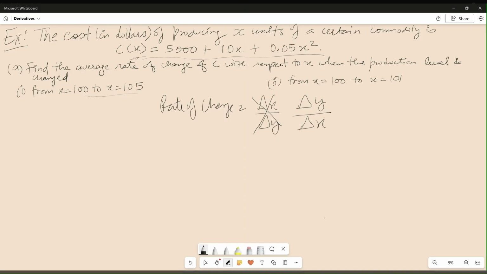Okay, let's start plugging in. We can already see here x1 is 100. It's changing from 100 to 105. So change in y is basically, if we plug in these values in this function, f of x2 minus f of x1.